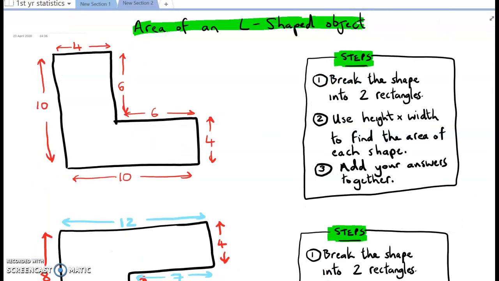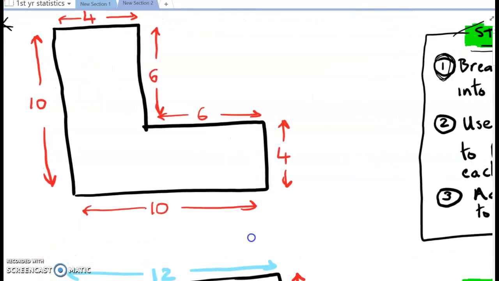Let's take a look at this L-shape up here, the first one. What do we have to do? Let's take a look at the steps. The first thing we do is we break the shape into two rectangles. Now, if you look at our shape, let's zoom in on it for a second.